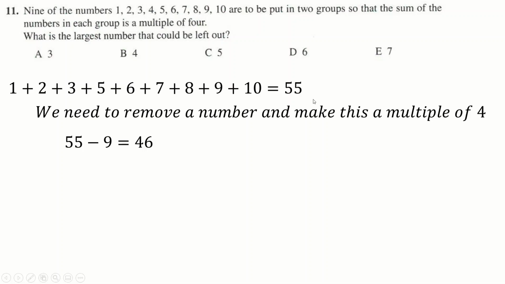But the point is, I need to take away an odd number because I need to get to a multiple of 4. So let's take away 9. Now, can I make 2 groups add up to 46 that are both multiples of 4? Well, no, because 46 isn't a multiple of 4. So instead, take away 7, and that is a multiple of 4.